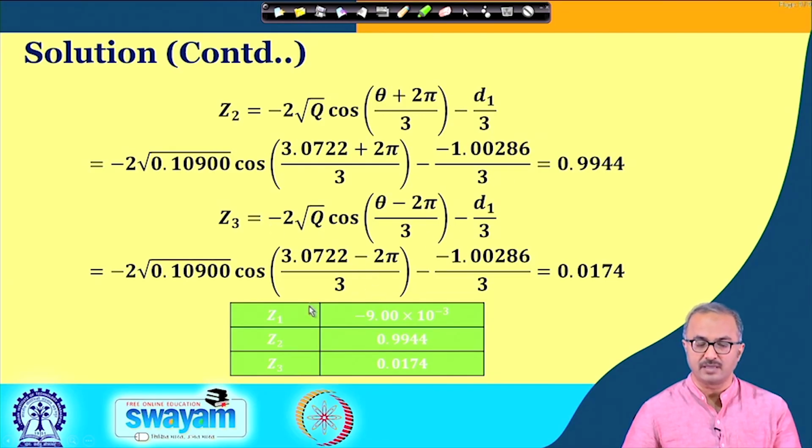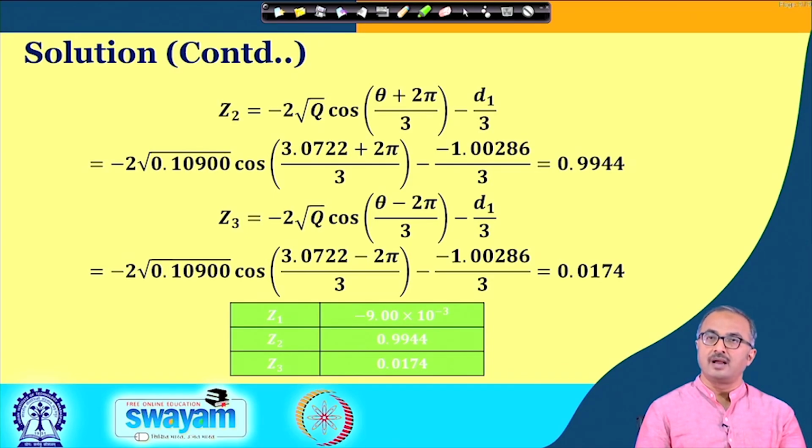Now, to summarize, we get these three values of the roots for the compressibility factor. One of them is negative, one of them is 0.99, nearby 1, and one of them is quite low. If you go through books on thermodynamics, you will find how all these values of the compressibility factor are interpreted and used. I am not going into those theories; I am stopping at finding the roots for the compressibility factor by using a suitable numerical method.